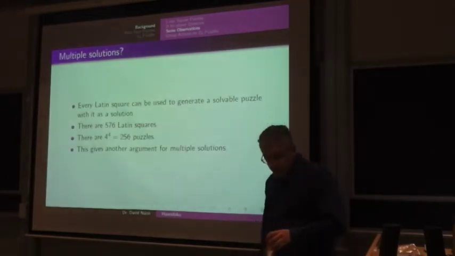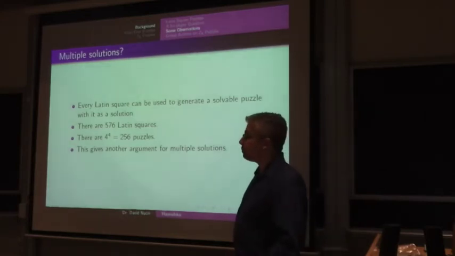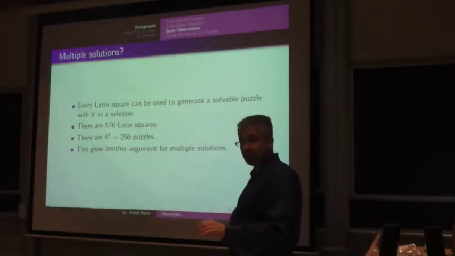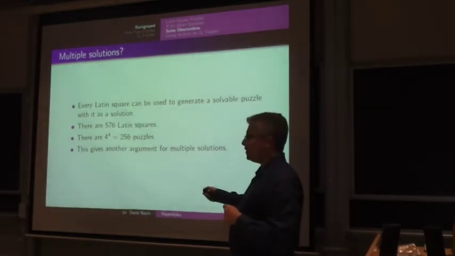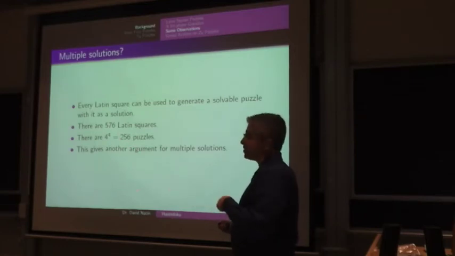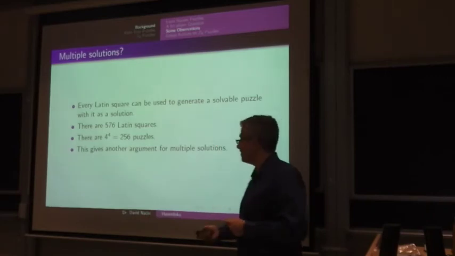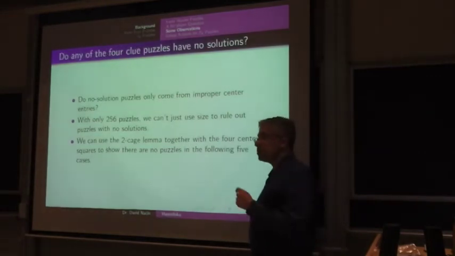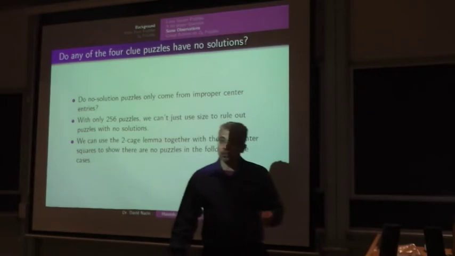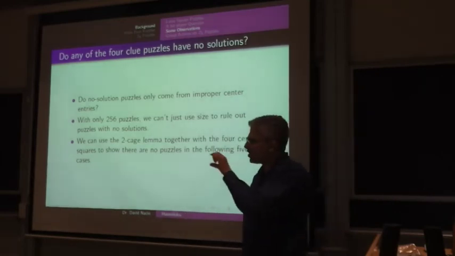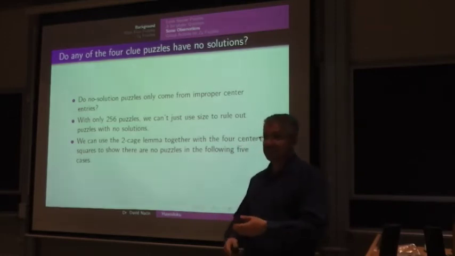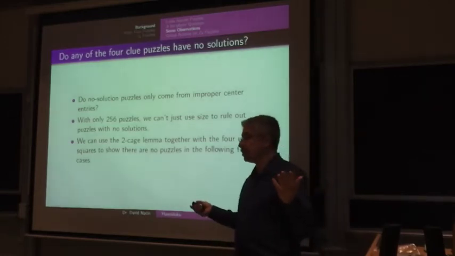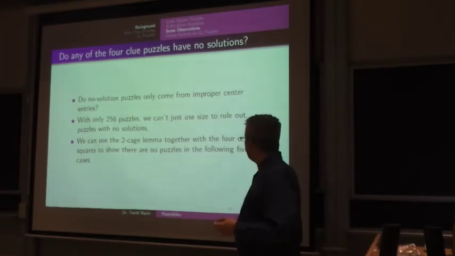Okay, so now that we have a new cage pattern, we know in order for a puzzle to have a chance at a solution, we can sort of ignore those center clues. And there are 576 Latin squares, but only 256 puzzles, so this gives us a different argument that there must be some puzzles with multiple solutions. But what about puzzles with no solutions? Maybe the only puzzles with no solutions came because I set those center entries wrong, like I intentionally or accidentally set those entries to things that they couldn't be. Maybe the only way I can get puzzles with no solutions is because of that. But the answer is no.